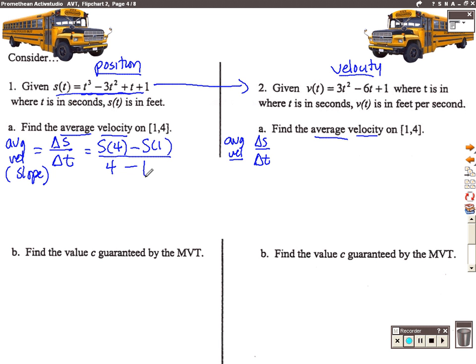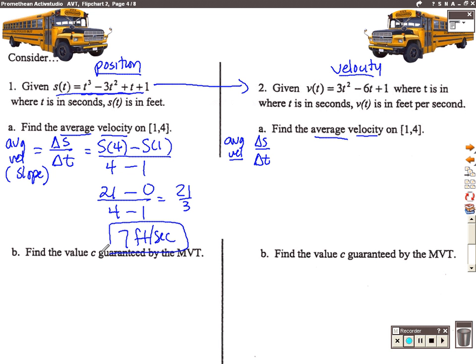S of 4 is 21, and s of 1 is 0, over 4 minus 1. And when I clean that up, that gives me 21 over 3, which is 7 feet per second. So that particle was traveling at an average velocity of 7 feet per second. And that was really, really easy to do when you were given a position function. It involved no calculus whatsoever. It's a basic middle school problem.